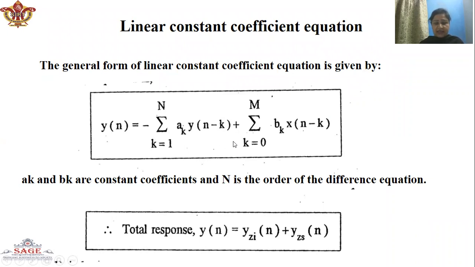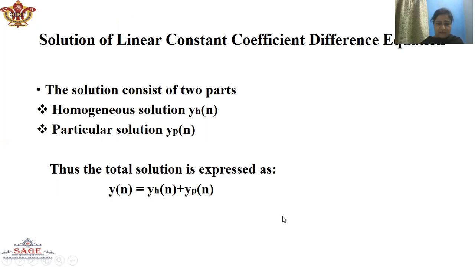Now I'll consider the second condition in which I'll assume that all the initial conditions are 0. If all the initial conditions are 0, that means in this equation, the first term is 0. And the output is driven by only present and past inputs. So in that case, the output will consist of the second term. So in that case, the output will be known as the zero state response or forced response. So my total response is the sum of the zero input response and the zero state response.